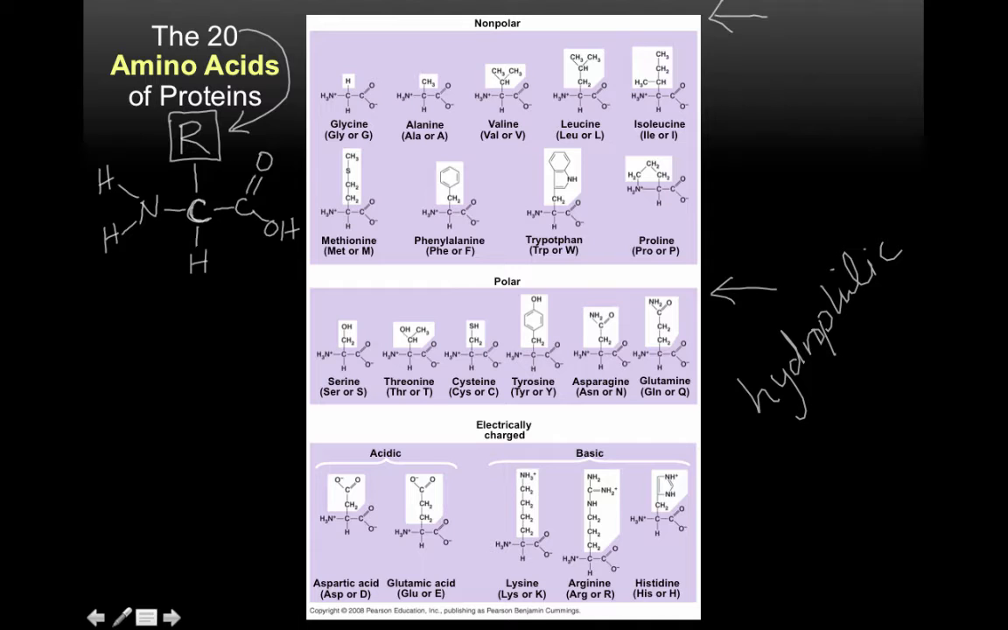So do amino acids that have electrically charged R groups, which actually have full charges. Either they are acidic with full negative charges, or they are basic with full positive charges. Anything with a charge or a partial charge is hydrophilic and interacts quite nicely with water, whereas nonpolar R groups are hydrophobic.